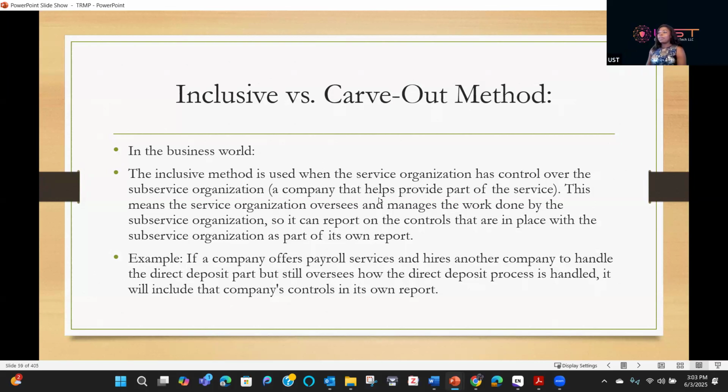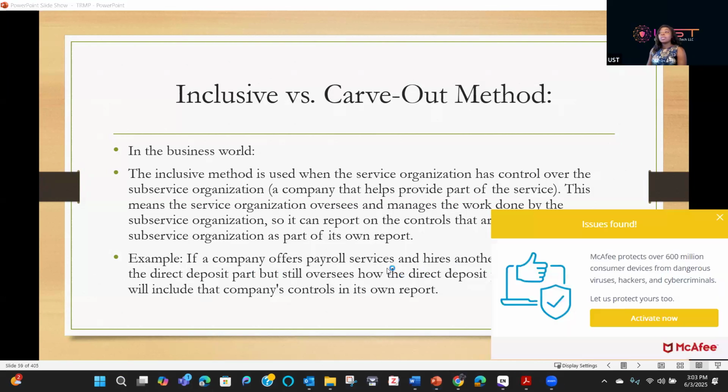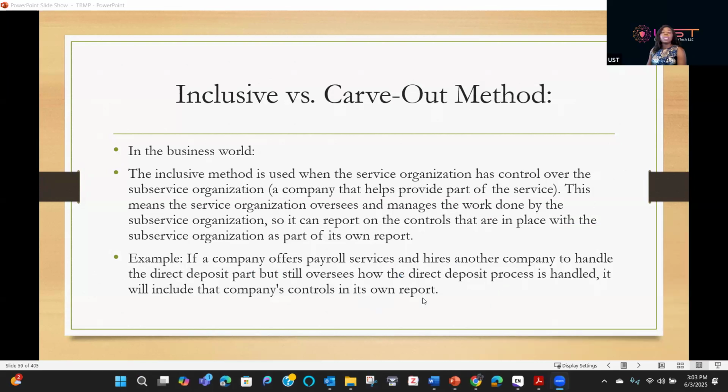So a company that helps provide part of the services, this means the service organization oversees and manages the work done by the sub-service organization. So it can report on the controls that are in place with the sub-service organization as part of its own report. For example, if a company offers payroll services and hires another company to handle the direct deposit, but still oversees how the direct deposit process is handled, it would include that company's controls in its own report. If you have control over your sub-service organization, that is good. And that will make our job lighter, or easier, if you are assessing it, because everything has been included and the assessor has already assessed those controls. But it becomes tricky when it's carve-out, and we're going to see that shortly.